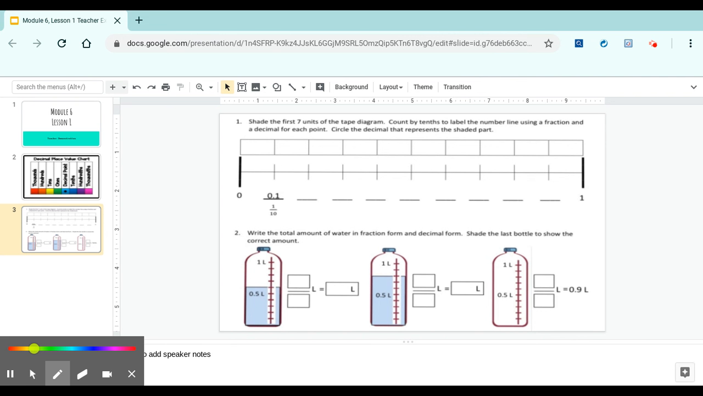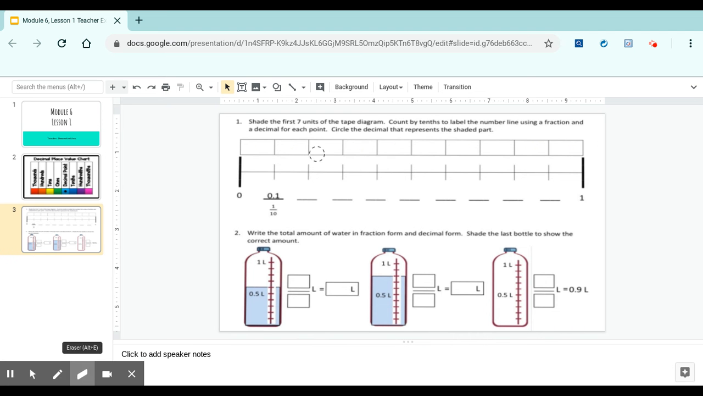Okay, so now we're going to get into the actual lesson. So first things first, in number 1, we have a tape diagram. And it wants us to shade the first 7 units of the tape diagram. But before we do so, I just want to count how many pieces this tape diagram has. So it's 1, 2, 3, 4, 5, 6, 7, 8, 9, 10. So we know that there's 10 pieces.